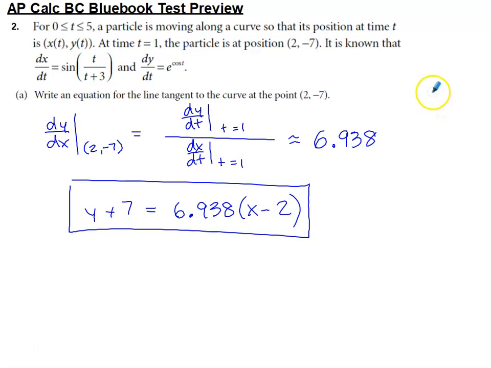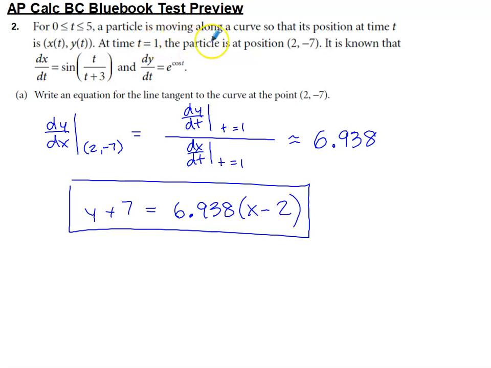So here's problem 2 from the FRQ section of the BC Bluebook test preview. This is a parametrically based problem, very typical of what normally sits in the second calculator position. On the interval 0 to 5, we've got a particle moving along the curve. Position at time t is given by x of t, y of t. So it's moving along a parametric curve.